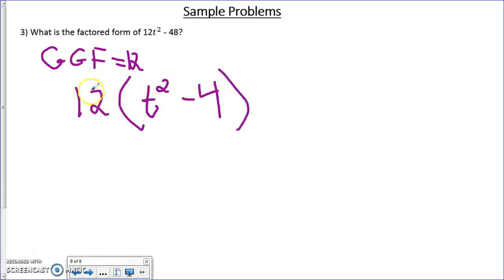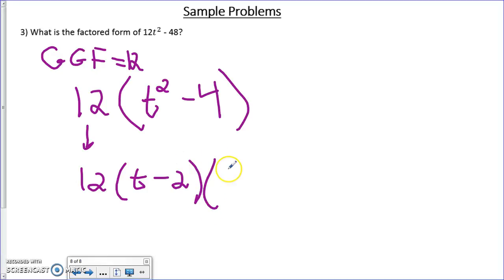Now, I don't care about this 12 anymore. I'm looking at what's inside parentheses. Now, there's only 2 terms in here. So the only thing I have to look at is, is this a difference of squares? In this case, it is. So I keep going. All I do is I bring down the 12. The square root of t squared is t, and the square root of 4 is 2. So I'm going to have (t minus 2) times (t plus 2). And that's my final answer.